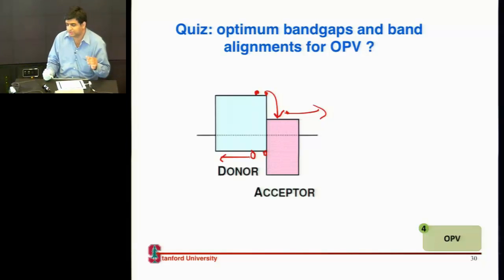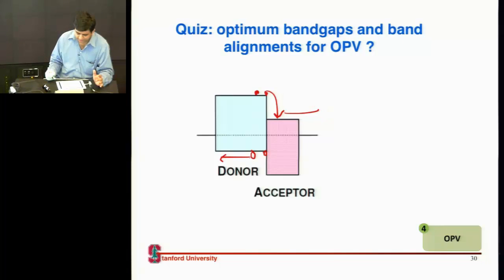So this donor material has donated this electron into this acceptor material, and it will get collected on the acceptor side, and the hole will get collected on the donor side. Okay. So this is the crux of how organic photovoltaics work.